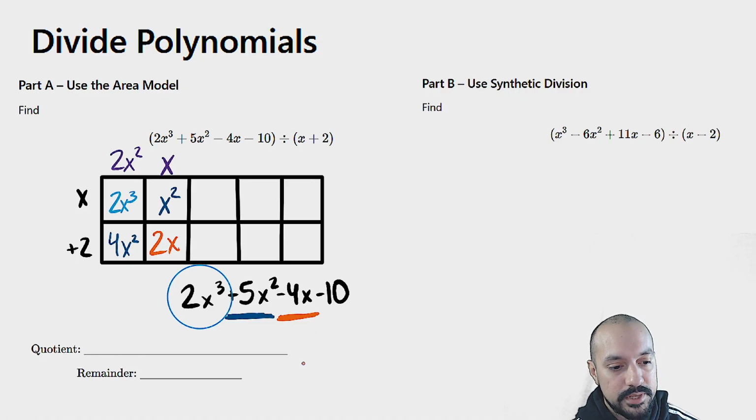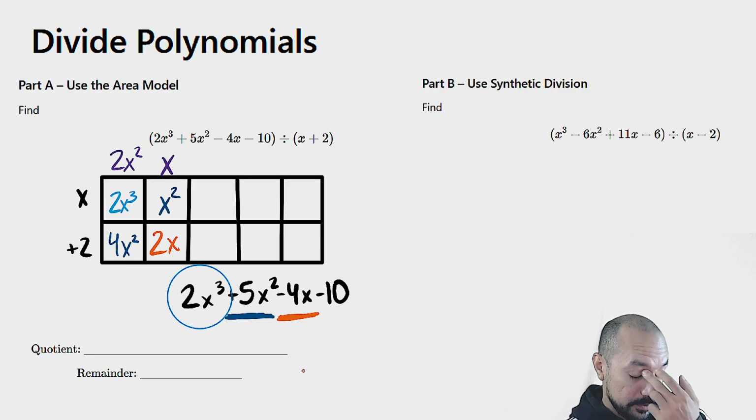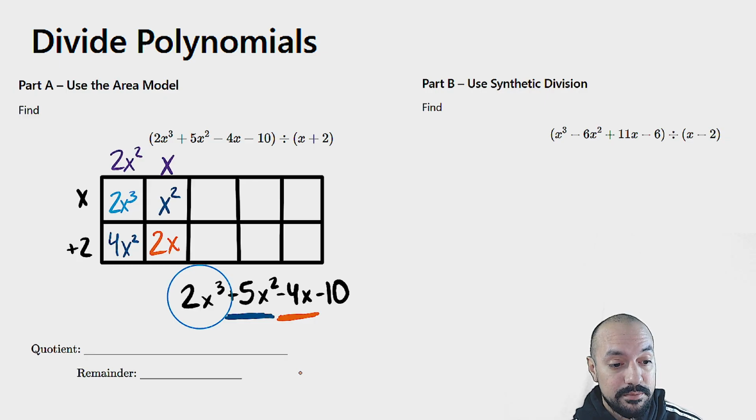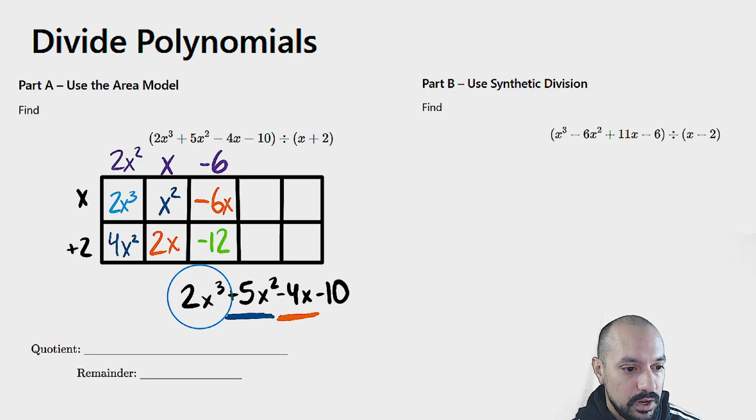And so I'm starting to build this out. In order for 2x to combine with something else and make a negative 4x, I need this to be negative 6x. And so that means I'm deciding to multiply here by negative 6. I multiply all the way down. I get negative 12. And I need these to be the same. So I'm going to go ahead and add 2 here. So that means I end up with a remainder of 2.